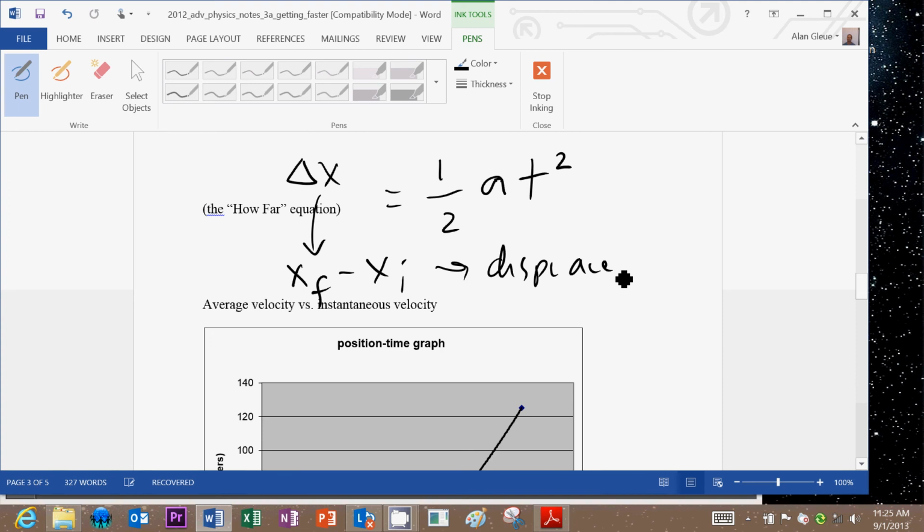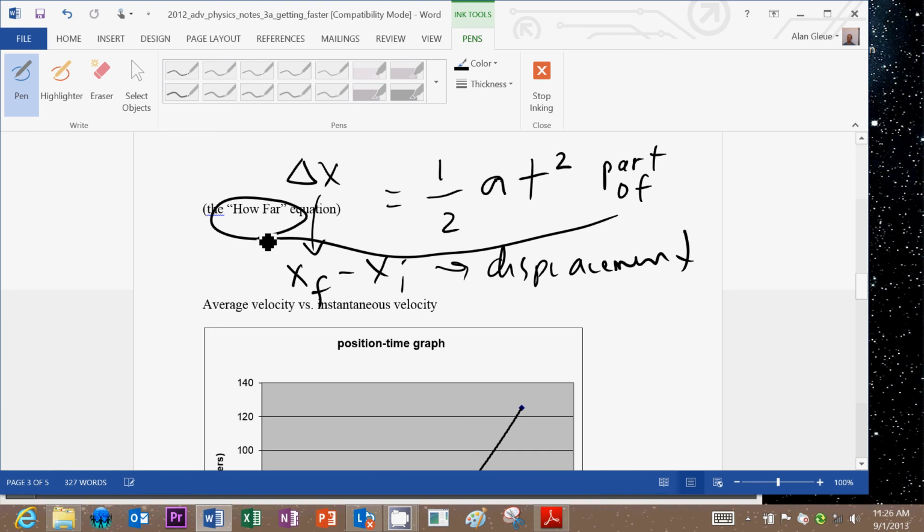Now I've got to tell you that this is just part of the formula. On page 4, I'm going to complete this formula because there's really a term that we haven't added in yet. So this is really just part of this how far equation. We're going to complete it a little bit later.